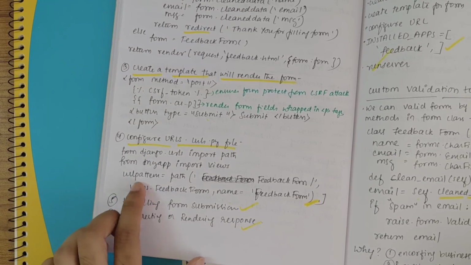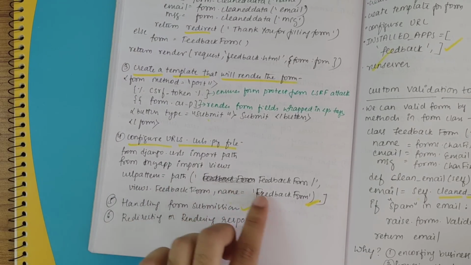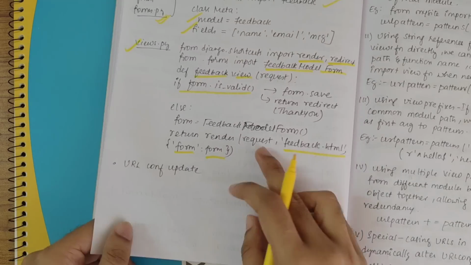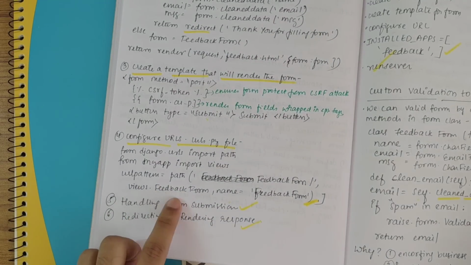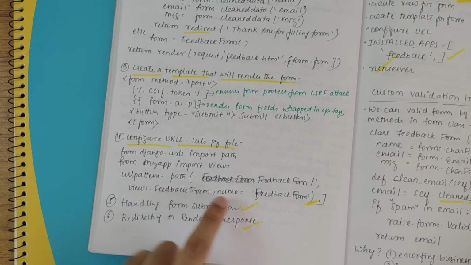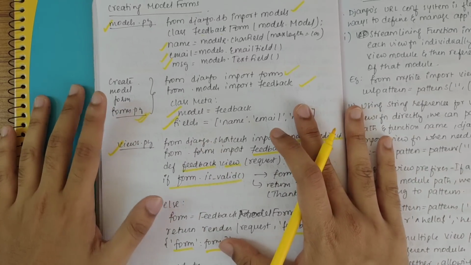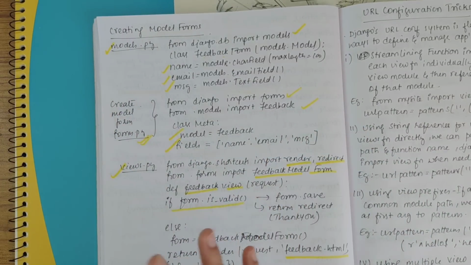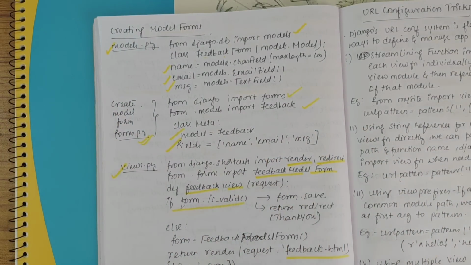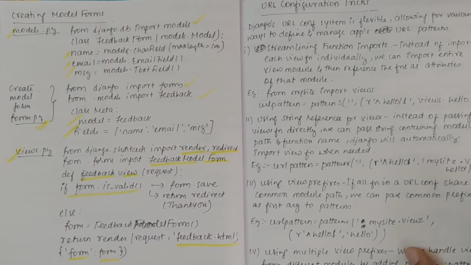Okay, so we are updating urlpatterns is equal to path, and I'm specifying the feedback form. Here also it is feedback form, views.feedback form, here models.feedback form, name is equal to feedback model form. Okay, next, so this was about creating the model forms. We looked into the differences between model forms and the normal feedback forms.